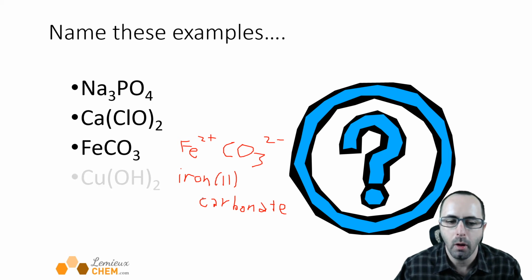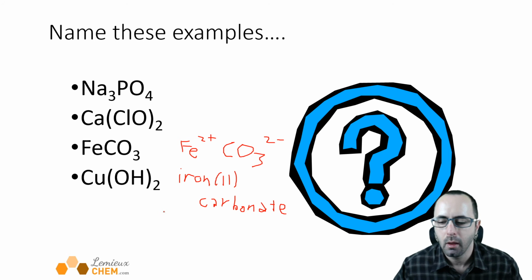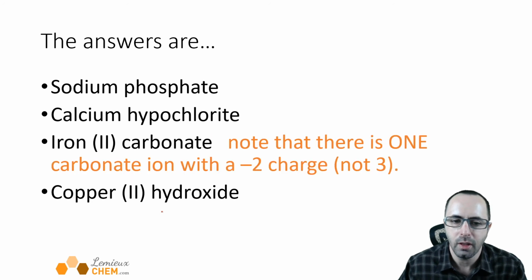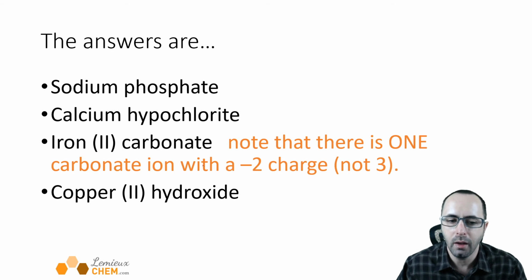And there's one more problem for you to try here. I'm going to leave those 2 up to you. You may want to pause here and give them a try. The answers are on the next slide. Okay, you've unpaused. We'll show the answers. They were sodium phosphate, calcium hypochlorite, iron 2 carbonate, and copper 2 hydroxide.